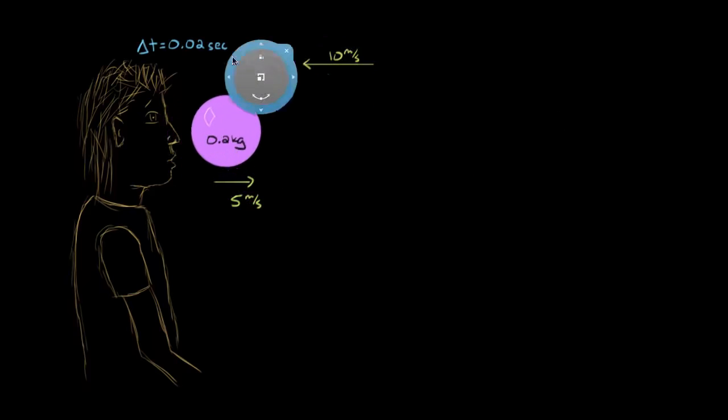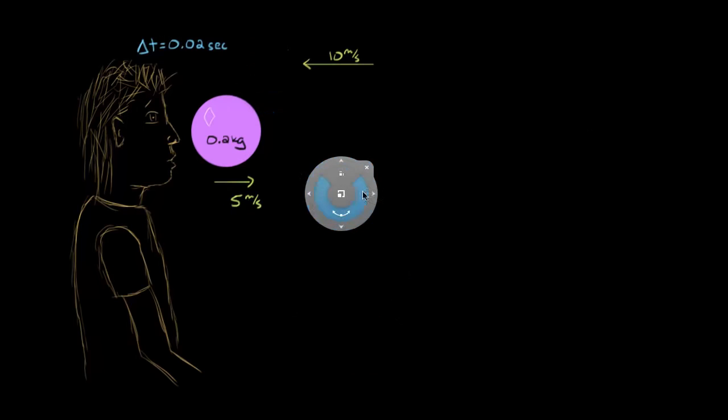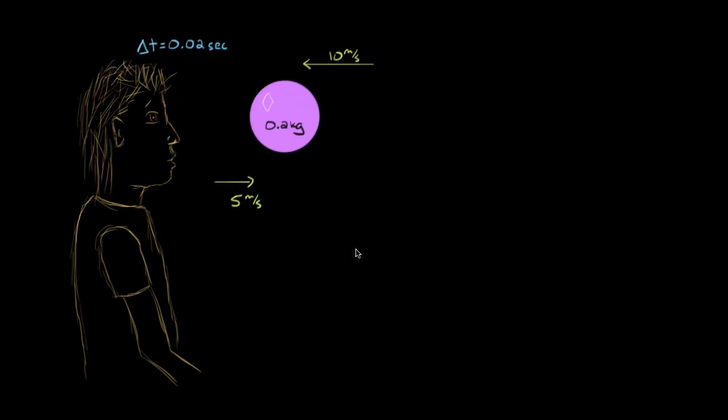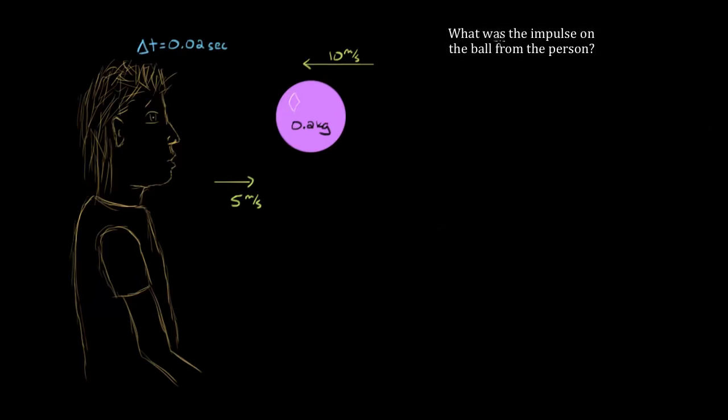And let's say the time period that it's actually in contact with the person's face, the time when the ball is getting kind of compressed and then recoils and expands again, let's say the time that it's actually in contact is about 0.02 seconds or about 20 milliseconds. So knowing this information, we can ask all kinds of questions. One of them is, what was the impulse on the ball from the person?